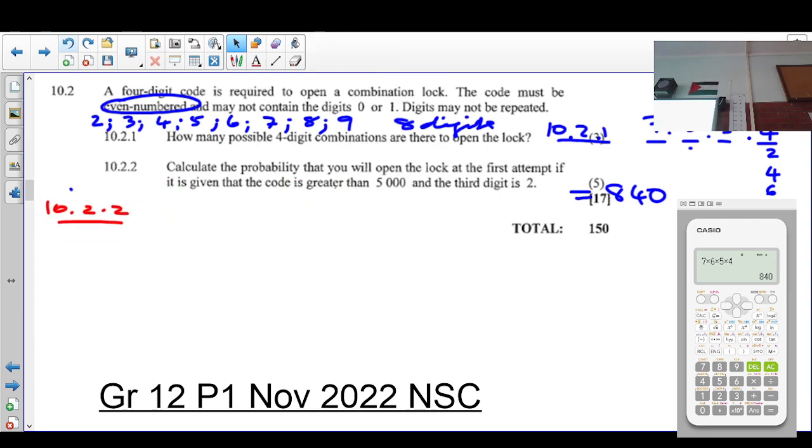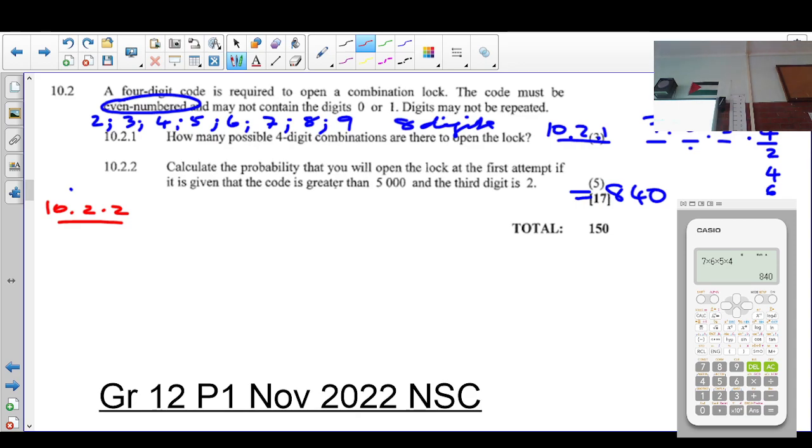Alright. Now we are told to calculate the probability. So how do you calculate the probability? Number of favorable outcomes over number of possible outcomes. The question is, calculate the probability that you will open the lock on the first attempt if it's given that the code is greater than 5,000 and the third digit must be a 2.